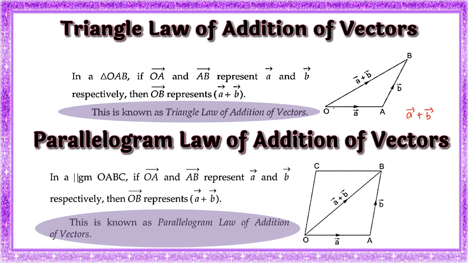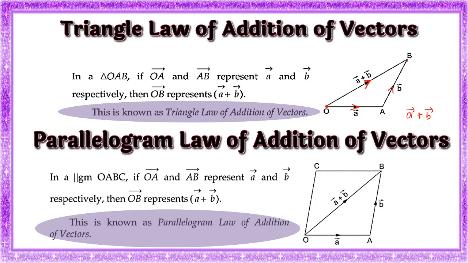Please take care of the direction. If we are at the initial point, we are going in this direction, O to A. Then from this terminal point, we are going to point B in this direction. Then the resultant will be in this direction from O to B, right? So we have to take care of this thing, direction. So this is known as the triangle law of addition of vectors.